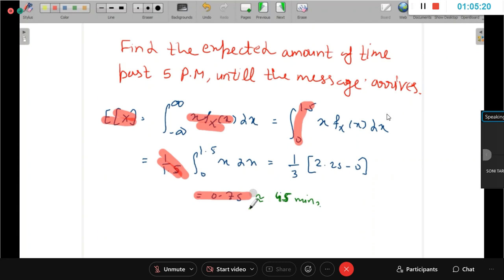If we convert it to time, it will be about 45 minutes, right? 75%. Okay, approximately 45 minutes later the message will arrive to you.